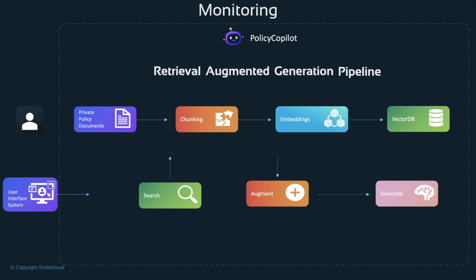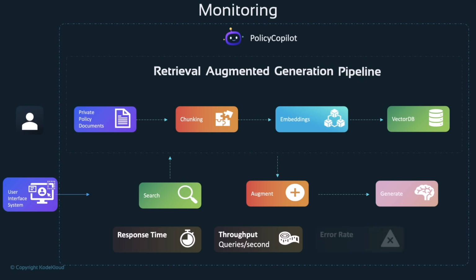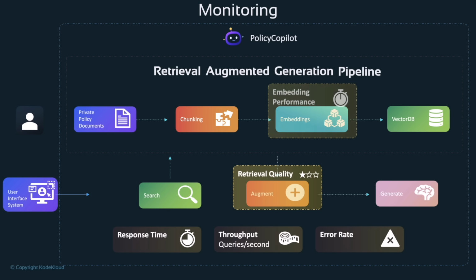You can't manage what you don't measure. In production, we need to monitor everything to understand how our RAG system is performing and when problems occur. The basic metrics are response time, how fast we answer questions, throughput, how many queries we handle per second, and error rate, what percentage of requests fail. But RAG systems have their own specific metrics we need to track. Retrieval quality measures how relevant the returned chunks are to the user's question. Embedding performance tracks how long it takes to generate vectors. Chunking efficiency monitors how well we're breaking up documents.